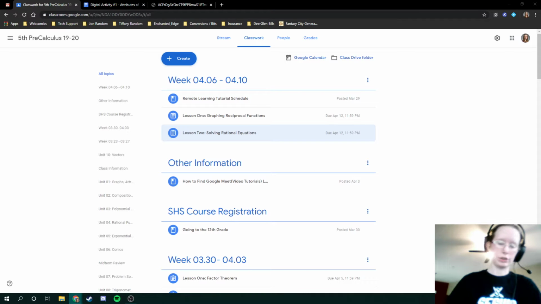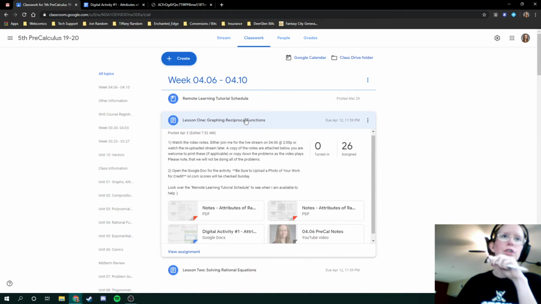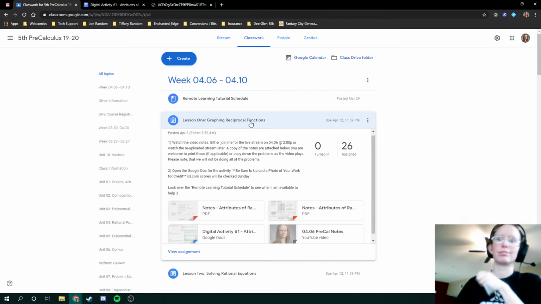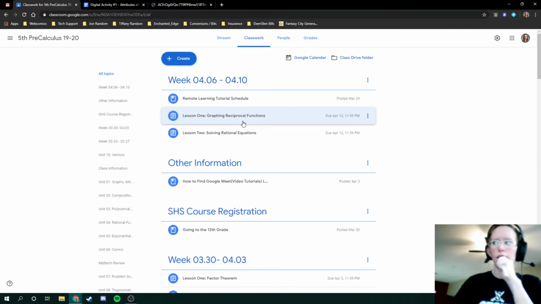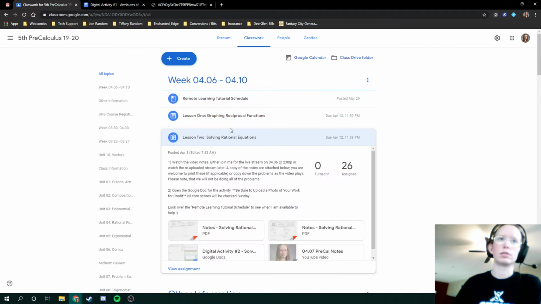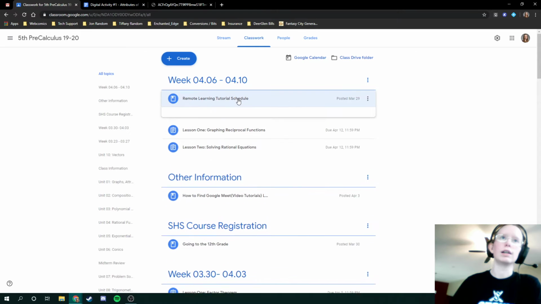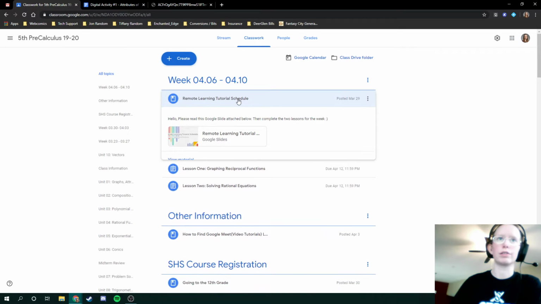Okay, alright, so here's our notes for today, lesson 1 of this week, graphing reciprocal functions. Covered this back in, oh goodness, October? I called them baby rationals at the time. Alright, so normal intro stuff for the week. Here's lesson 1, lesson 2, and the links to everything.